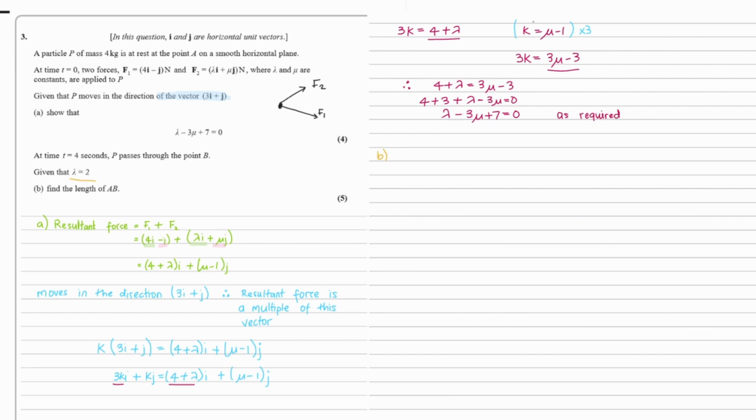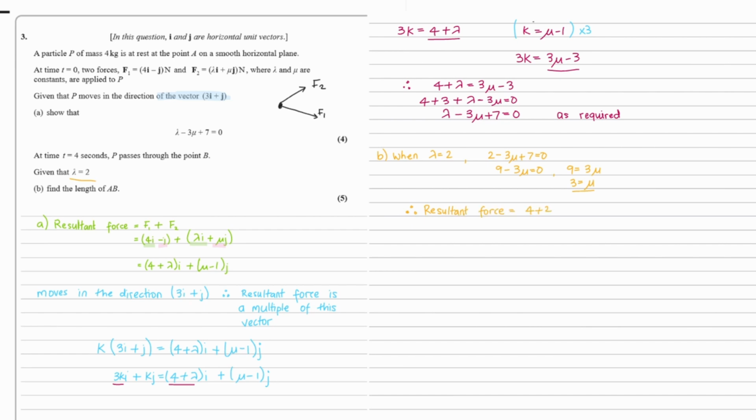Part B says, at time t is equal to 4 seconds, P passes through the point B. Given that lambda is equal to 2, find the length AB. So because we now know what lambda is, we can substitute lambda in order to find mu. So when lambda is equal to 2, we can substitute it and say 2 minus 3 mu plus 7 is equal to 0. To make mu the subject, 2 plus 7 first gives us 9 minus 3 mu is equal to 0, which means that 9 is equal to 3 mu, and therefore mu is equal to 3.